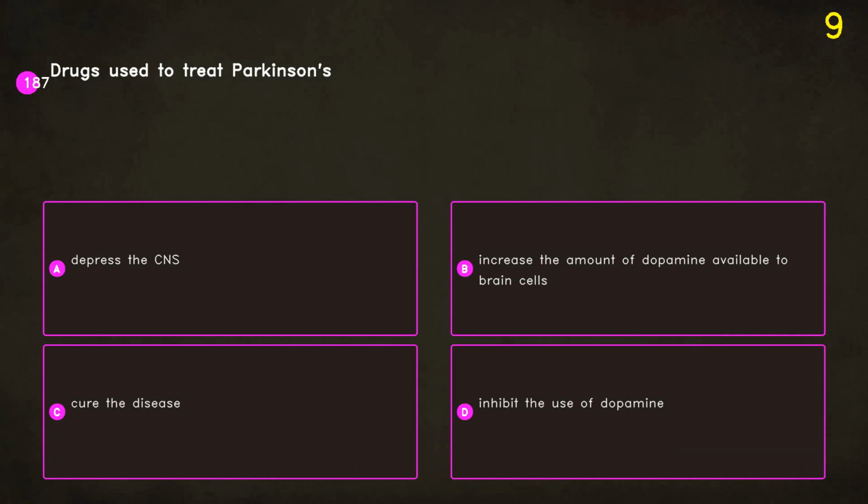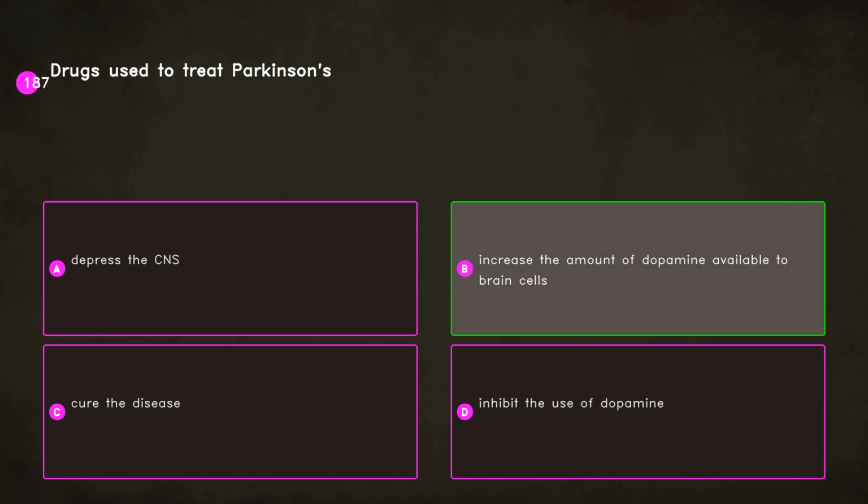Question 187. Drugs used to treat Parkinson's: A. Depress the CNS, B. Increase the amount of dopamine available to brain cells, C. Cure the disease, D. Inhibit the use of dopamine. The correct answer is increase the amount of dopamine available to brain cells.